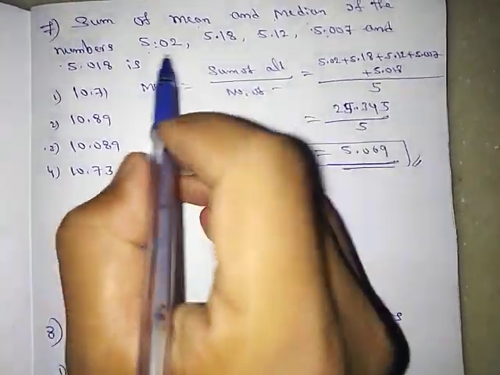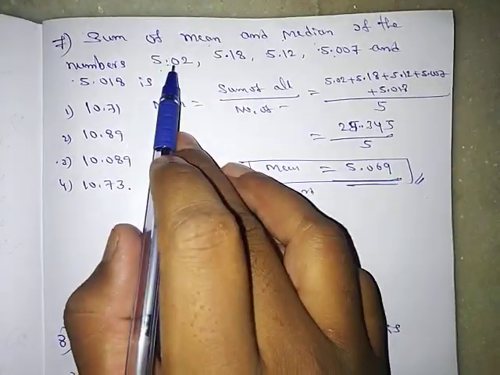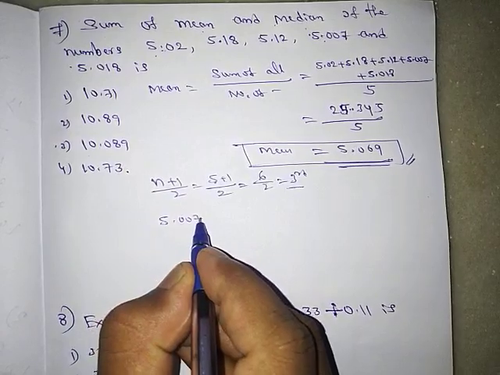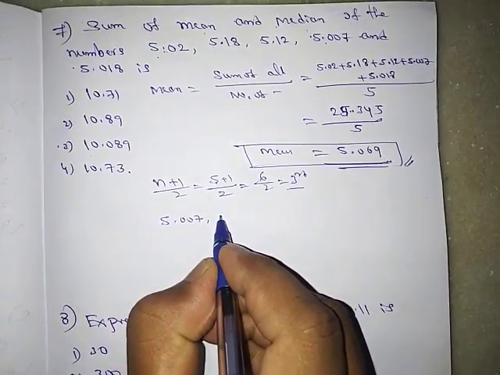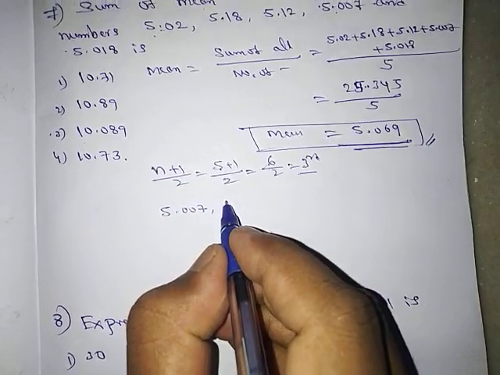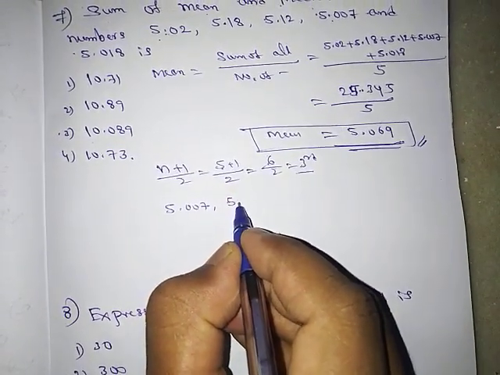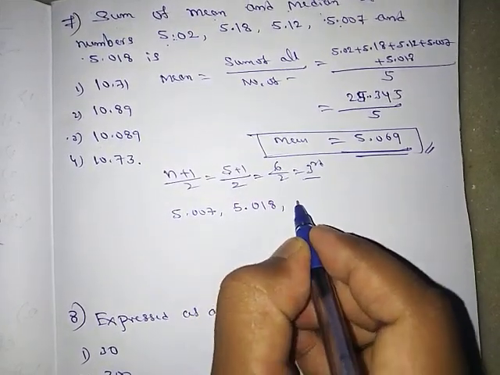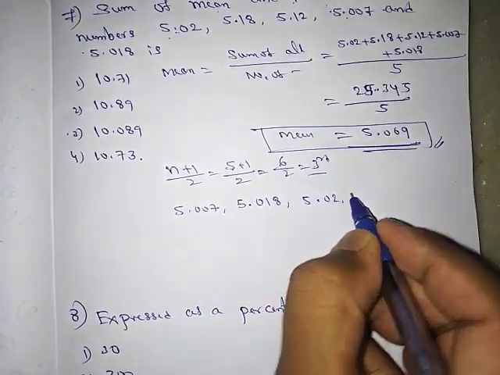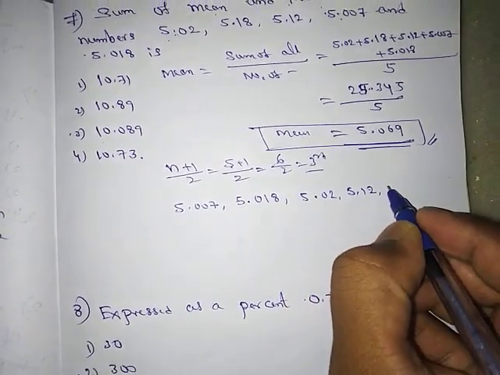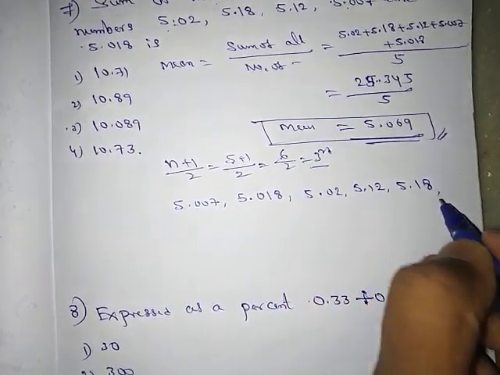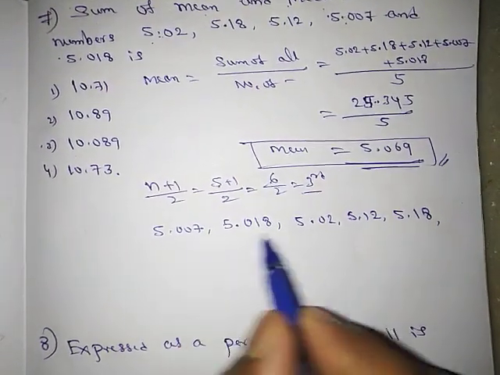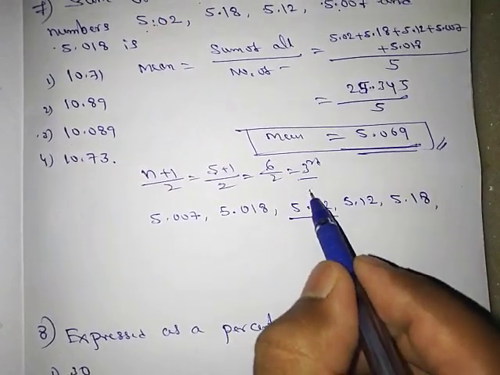So write it in ascending order. Here the first value is 5.007, and another number is 5.018, and 5.02, 5.12 and 5.18. These are the ascending order numbers. So the third term is 5.02. This is your median.